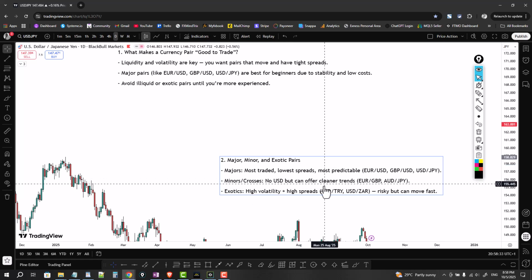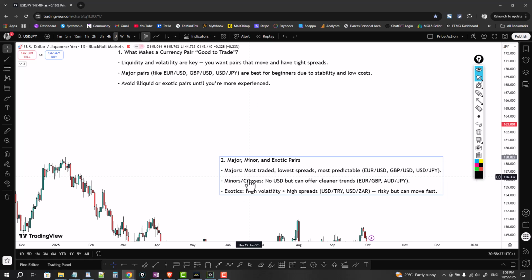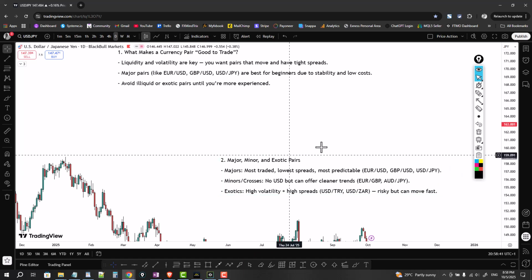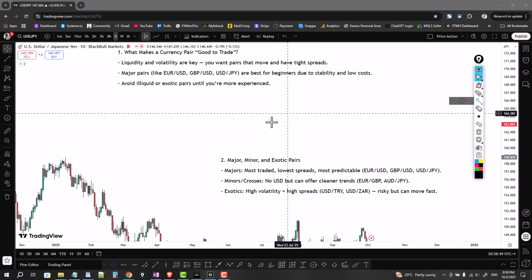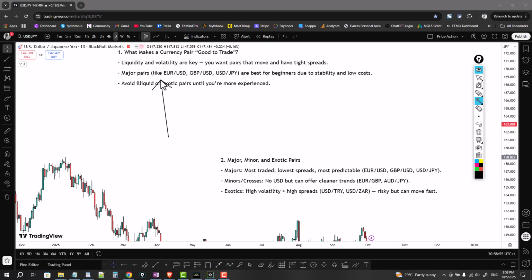Okay, next up, you also want to know what minor pairs are. They're also called crosses sometimes. These minor pairs are currency pairs that have USD as none of the currencies in the pair. So if you've been trading for some time now, I'm pretty sure when you got started with trading, you were taught what currency pairs are, what the currencies in a currency pair are.